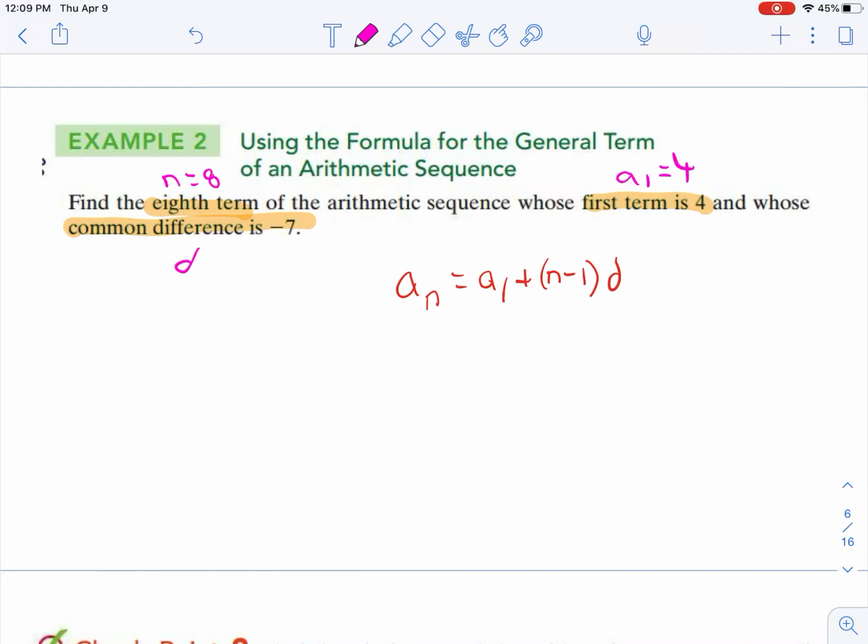And our common difference, my God, I might just stop this and then come back and finish it off.